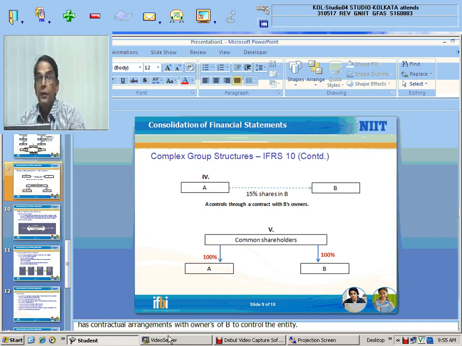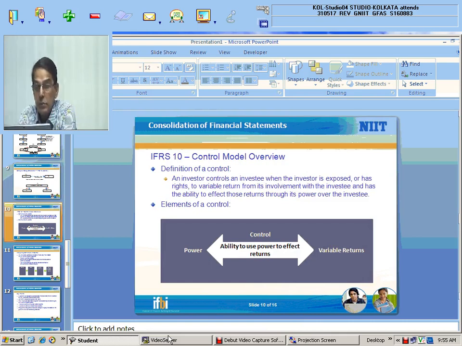So we will come to the definition of control. How do we define control? An investor controls an investee when the investor is exposed, or has rights, to variable returns from its involvement with the investee and has the ability to affect those returns through its power over the investee.